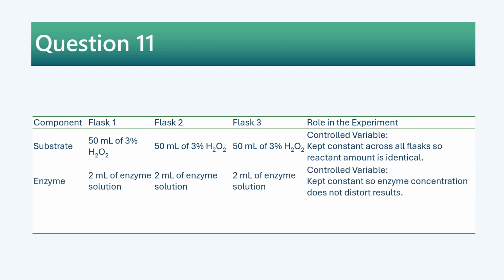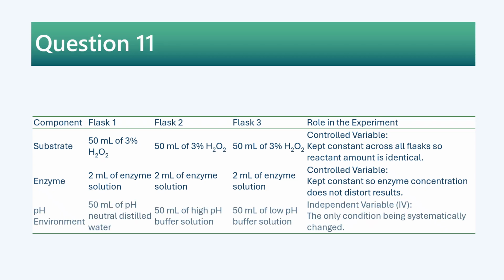This confirms that the substrate and enzyme conditions are controlled variables. However, the pH level changes between flasks. Flask 1 is neutral, Flask 2 is high, and Flask 3 is low, identifying pH as the independent variable.